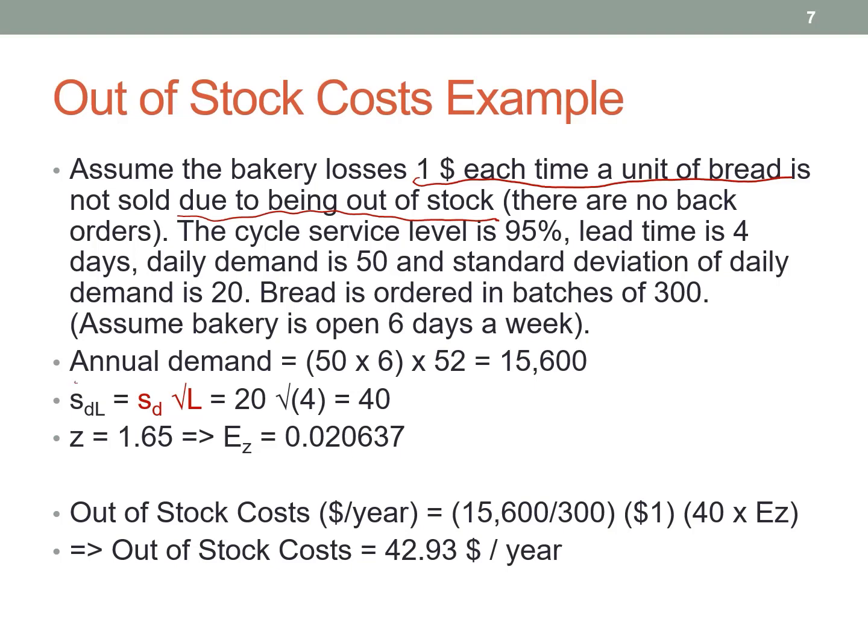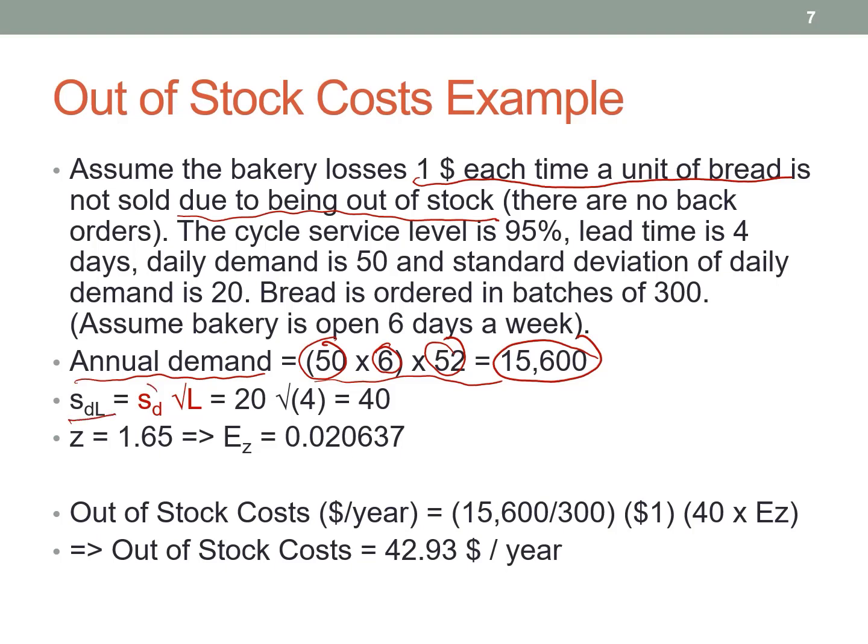So we can get annual demand just like we did in the ordering cost calculation, and that's going to be 15,600 because you multiply the daily demand by the number of days in a week you're open for business and by the number of weeks in the year.